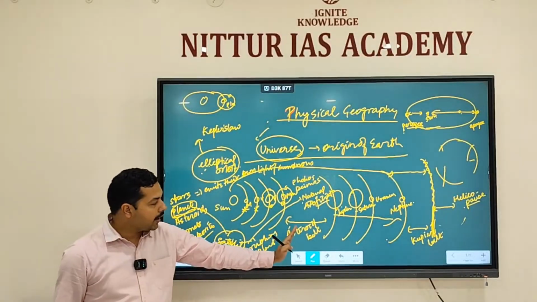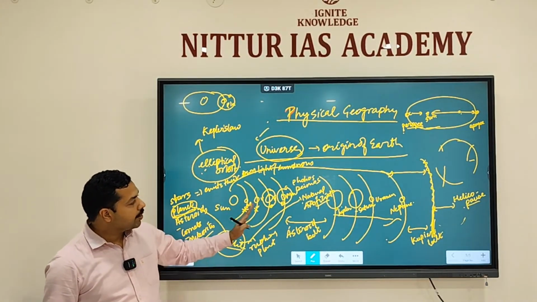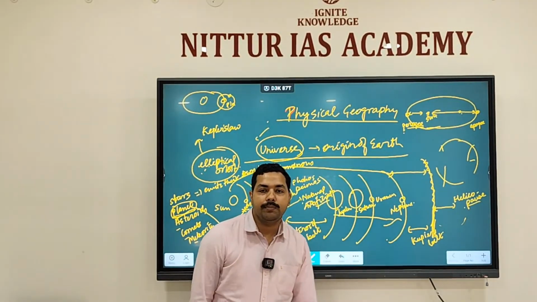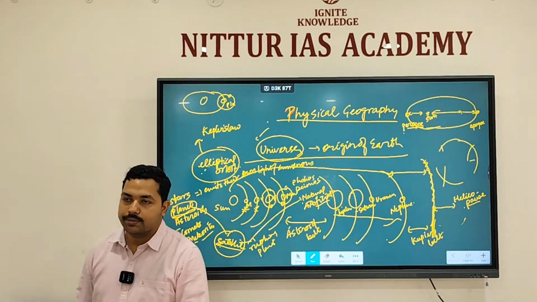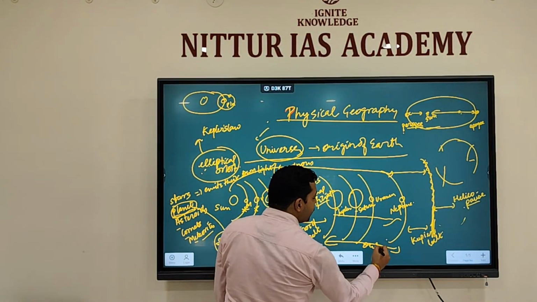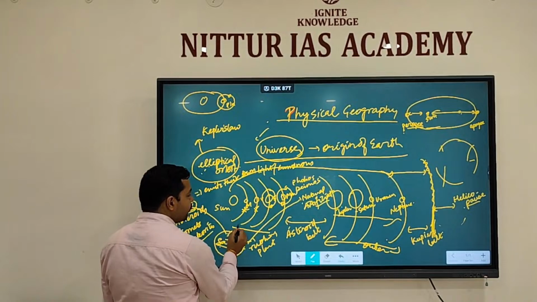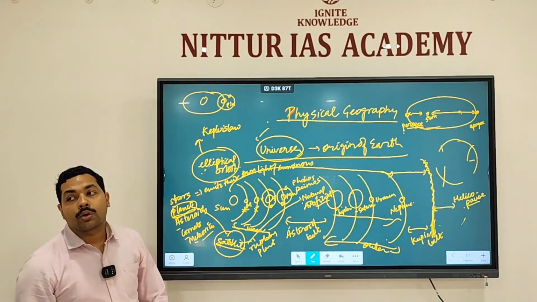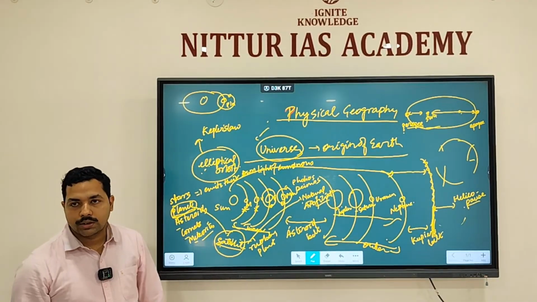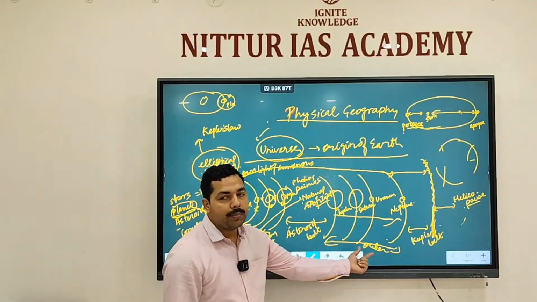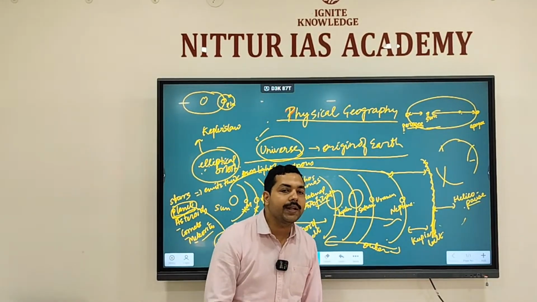Whatever lies on this side of the asteroid belt is called the inner planets. Whatever lies on this side of the asteroid belt is referred to as the outer planets. So Jupiter, Saturn, Uranus, Neptune are referred to as outer planets, while these four are nothing but the inner planets. Now, inner planets are rocky in nature. They are made up of rocks, like Earth is made up of rocks. Outer planets are gaseous in nature. They are made up of gases.